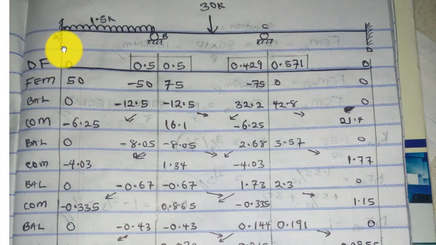So the fixed element, we've calculated it. We got 50 for this point, minus 50 for this point, 75 for this point, minus 75 for this point, because there is no load at this point at all. We have 0, 0. So now, whenever you have a moment, you have to balance that moment.